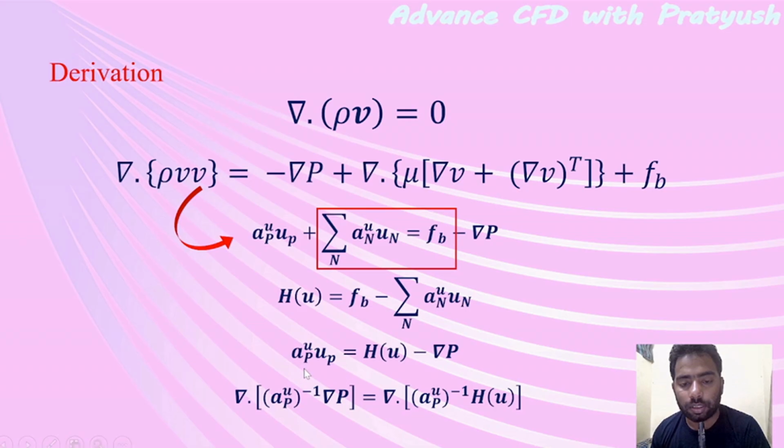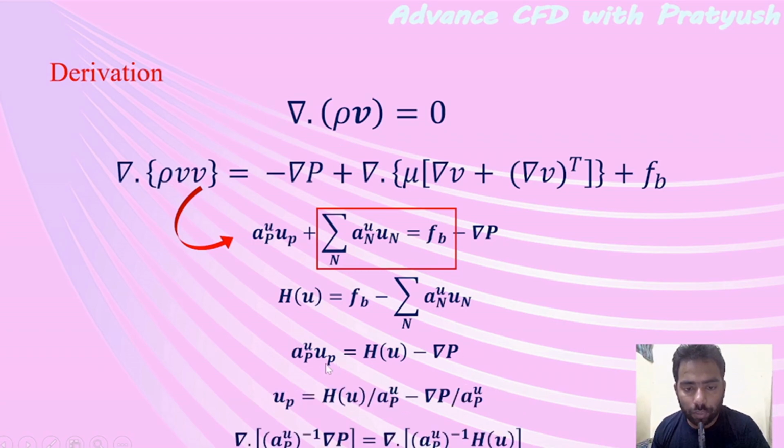Now if you apply the continuity equation, if you write this complete term in the form of UP, you can write UP is equal to HU by APU minus del P upon APU. Now if we put this complete UP into the continuity equation, we are assuming incompressible flow, so the rho will be cancelled out, and the continuity equation can be written in this form: del dot (APU inverse into del P) equals del dot (APU inverse into HU). So this is the continuity equation and this is the momentum equation that we are going to use for applying the SIMPLE scheme. Remember, this is the momentum equation and this is the continuity equation.